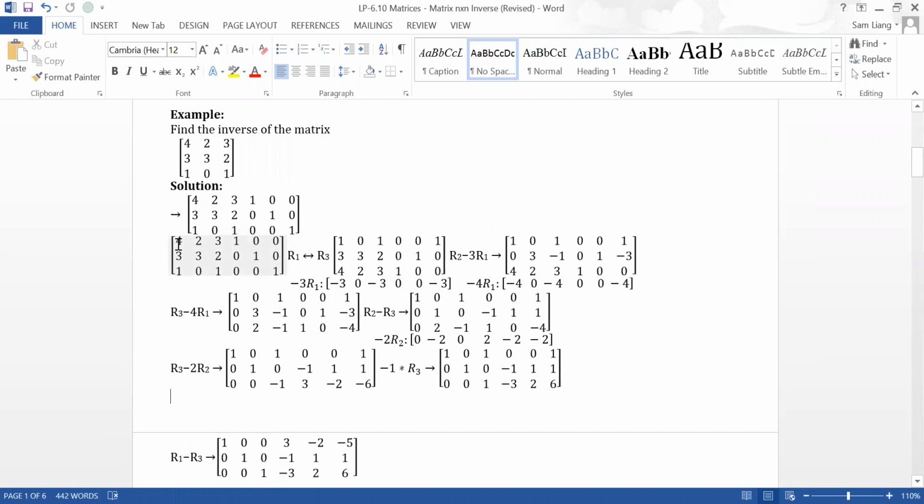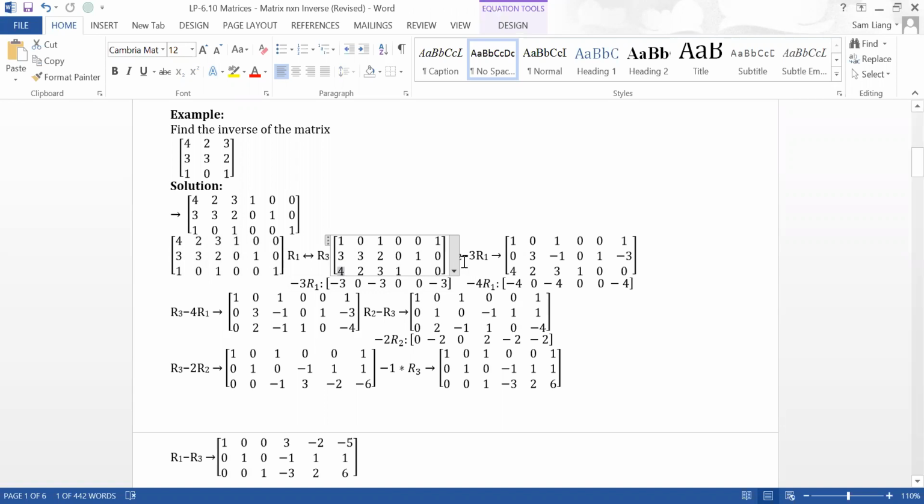First thing I'm going to do is get a 1 in the top left corner. So I'm going to switch row 1 with row 3. We're going to get 1, 0, 1, 0, 0, 1 on the first row. And then row 1 becomes row 3, so that's 4, 2, 3, 1, 0, 0 here. Row 2 stayed the same. Next I want a 0 in place of the 3 here, and a 0 in place of the 4, because we want zeros in the first column under the leading entry of 1.